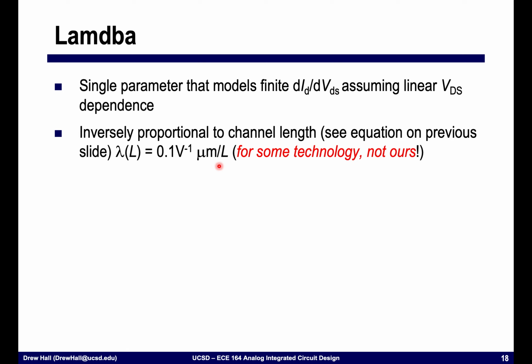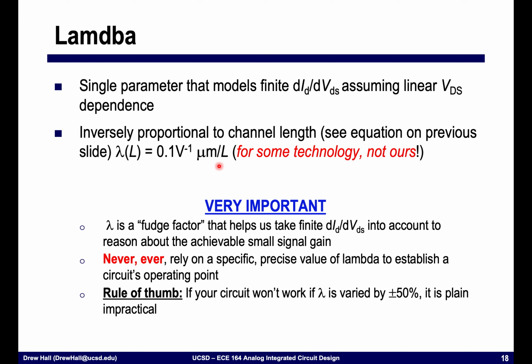Okay. There are a few things that are really important to remember about this. This lambda term is really a fudge factor that helps us take into account this behavior. If you recall, we said that it depends on many different parameters, yet here we are treating it as if it's due to just one parameter. It's useful in the sense that it gives us some kind of boundary, but we should always be careful that it's not a precise number.